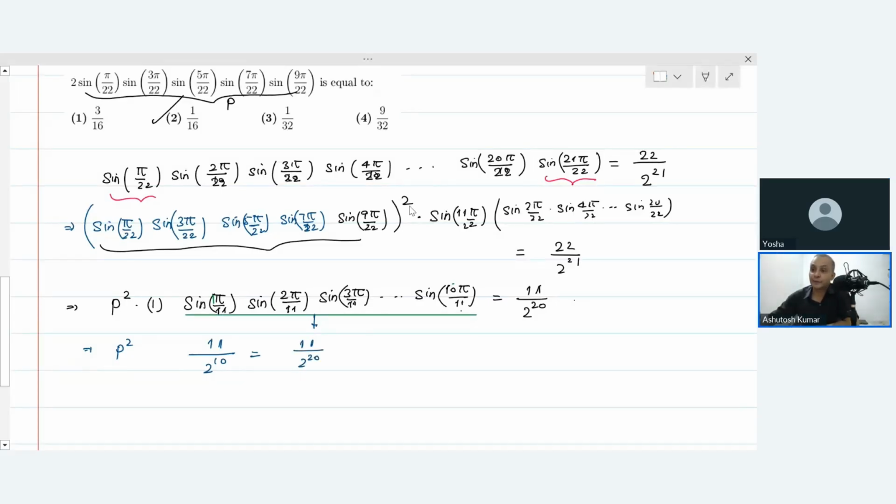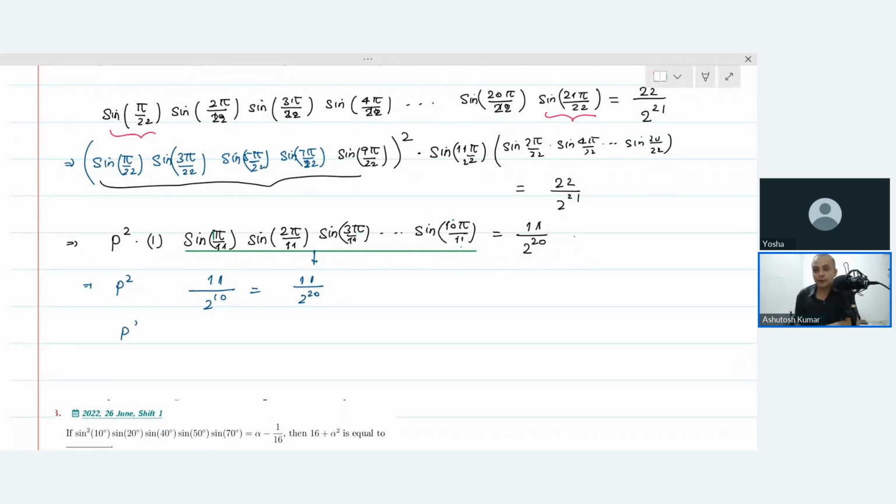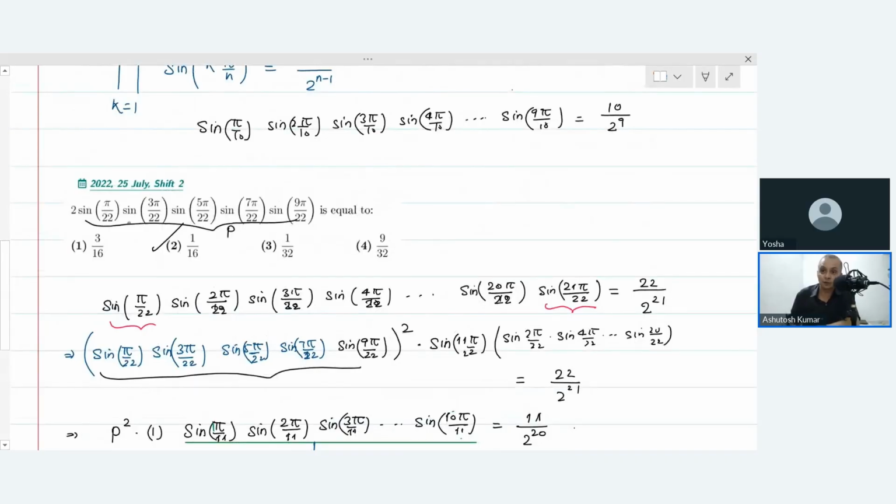So I have to find the P value. So P squared, what I'm getting is, 11 cancels, so 2 to the power 10, this is 1 by 2 to the power 10. And so the P value is 1 by 2 to the power 5, that is 1 by 32. And this was the P value, remember, I have to multiply with 2. Therefore, the answer is 1 by 16.